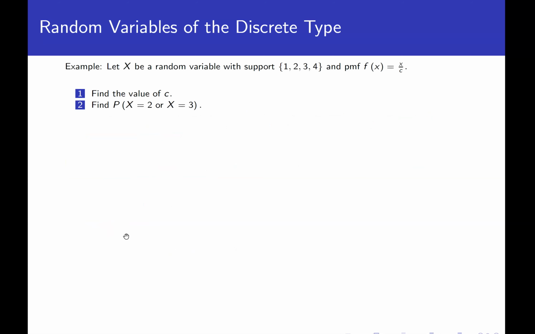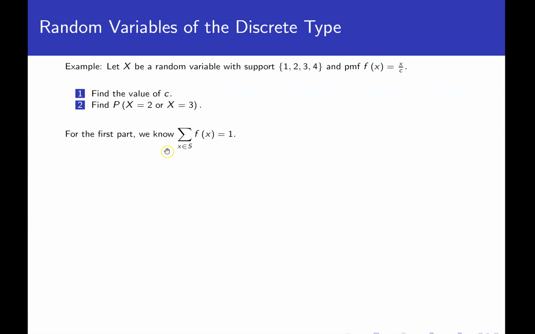All right, so let's do an example here. Let's say we have a random variable that has support 1, 2, 3, 4, and then we have the PMF, f of x is x over c, whatever that c happens to be. So in this problem, it asks you to find the value of c and then find the probability that x is 2 or x is 3. Now let's figure out what the c is first.